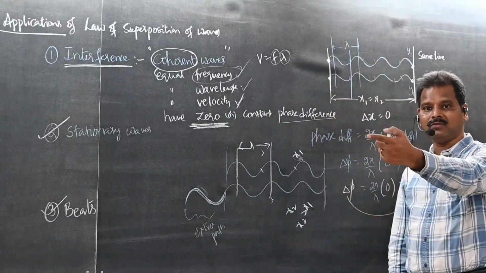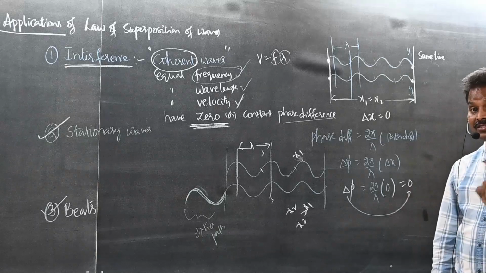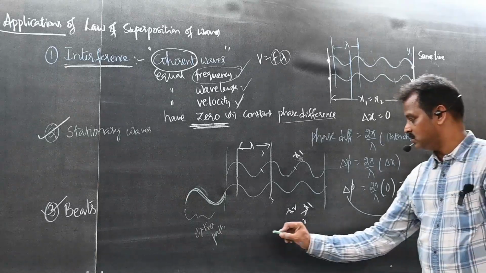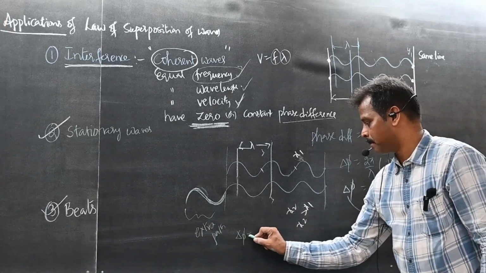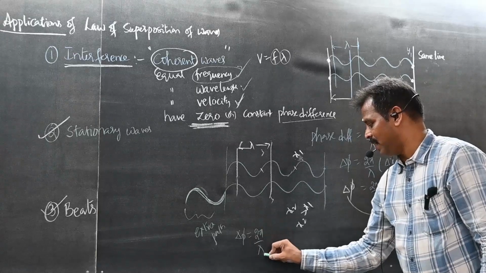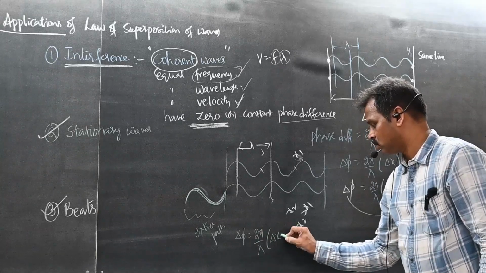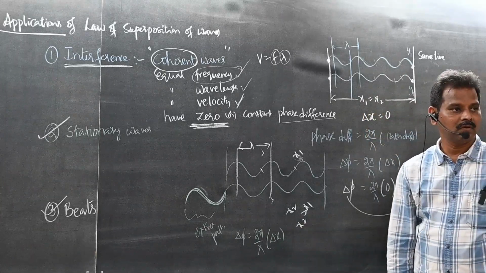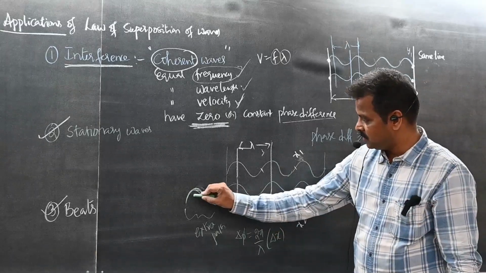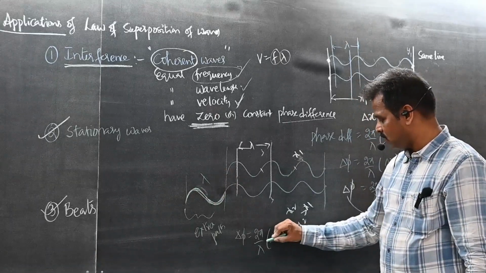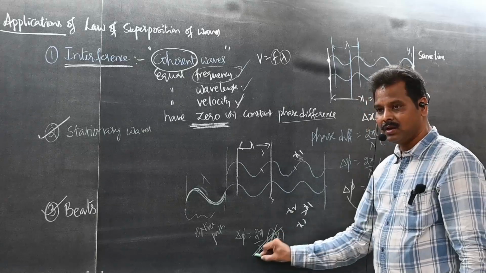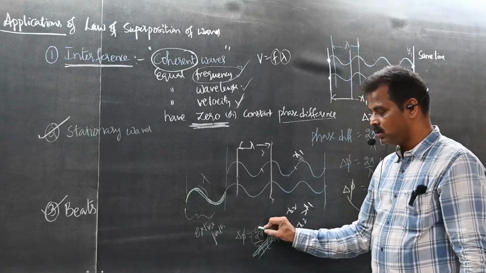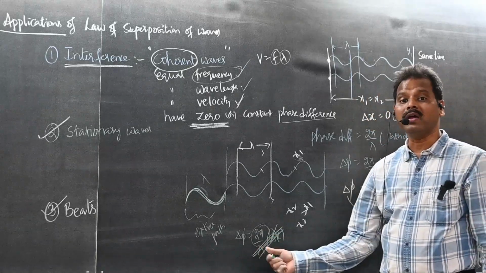There is extra path traveled by the second wave, so delta x is not 0. So what is delta phi? Delta phi equals 2 pi by lambda into delta x. Suppose if it is exactly 1 lambda, you write this delta x as lambda, what will you get? Lambda will cancel. The extra phase is 2 pi radians.